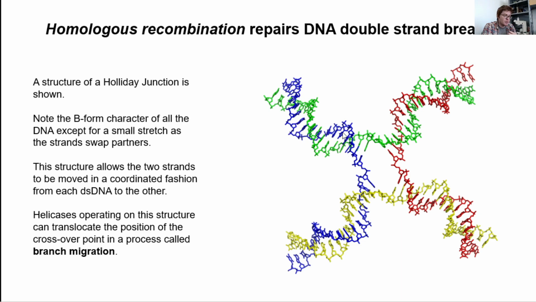So you've got this blue strand that's normally paired with green, and then it's going to switch to the yellow strand here. And you've got this red strand that's normally base pairing with the yellow that's going to switch to the green. It's double-stranded everywhere you go, and you just have this narrow region here where the strands are being displaced. And this structure of the Holliday junction actually allows for the two strands to be moved in a coordinated fashion with one another, passing one strand from each double-stranded DNA off to the other. And it turns out that helicases can operate on this structure to cleanly translocate the position of this crossover structure in a process that's called branch migration.